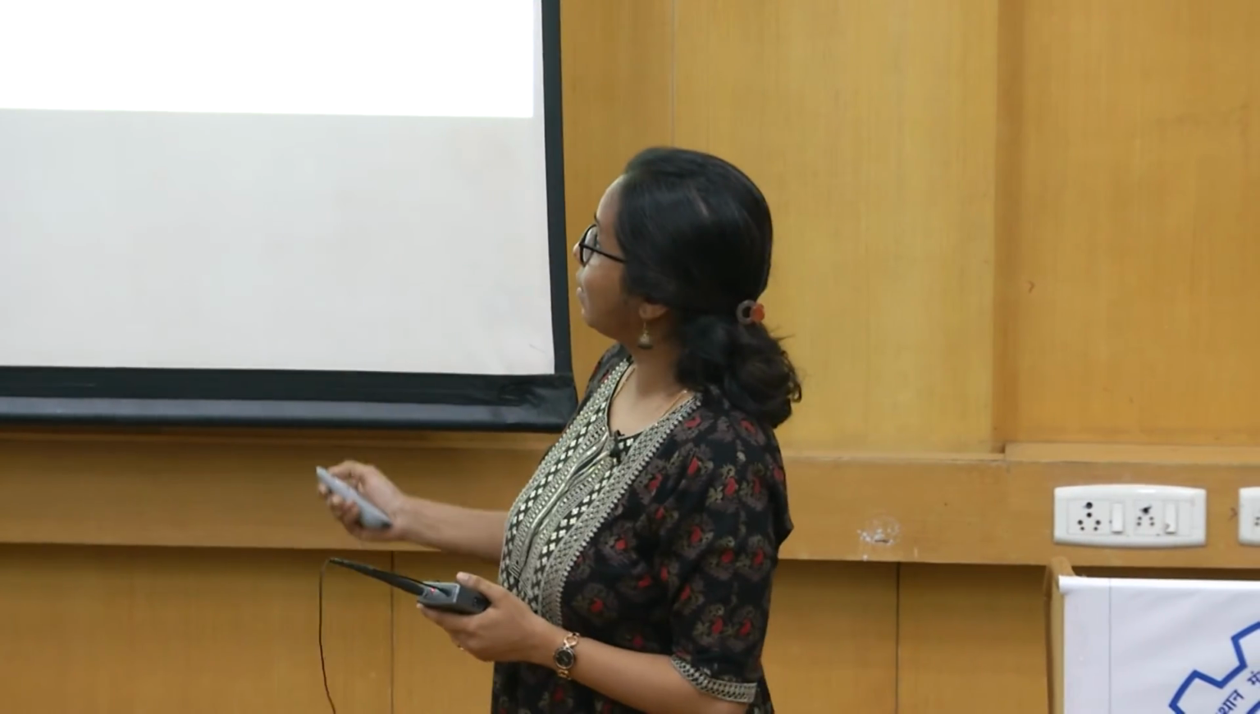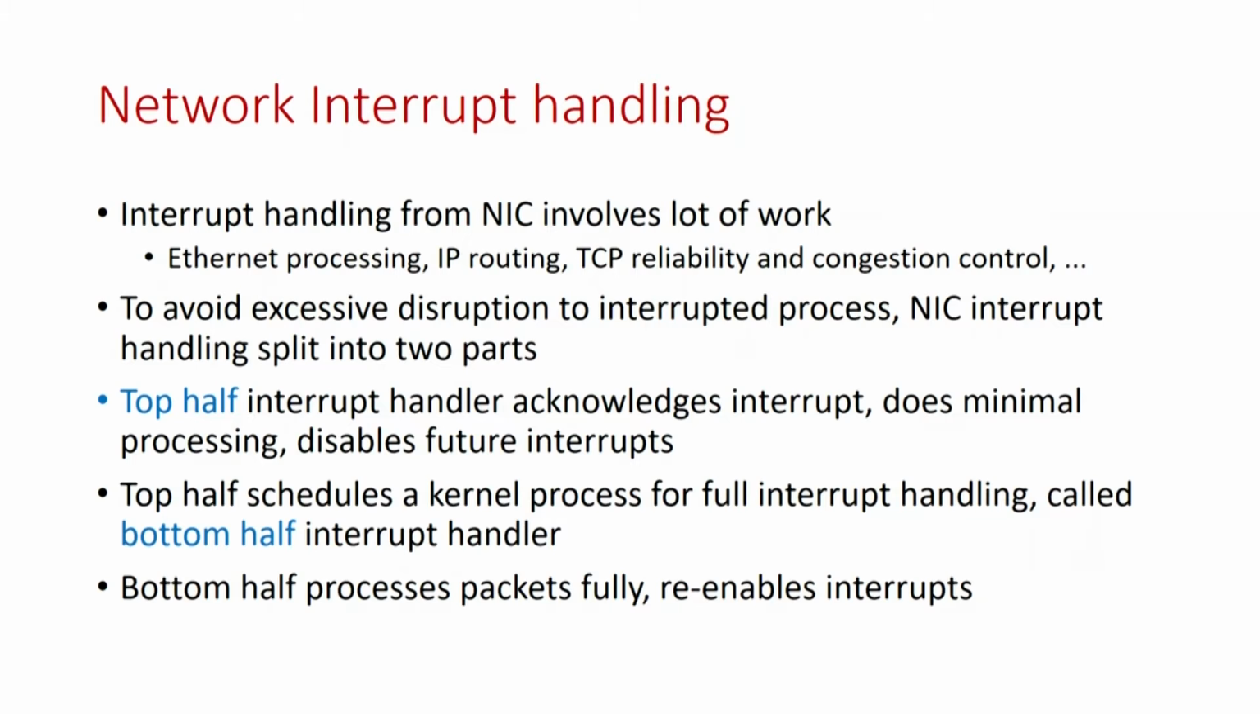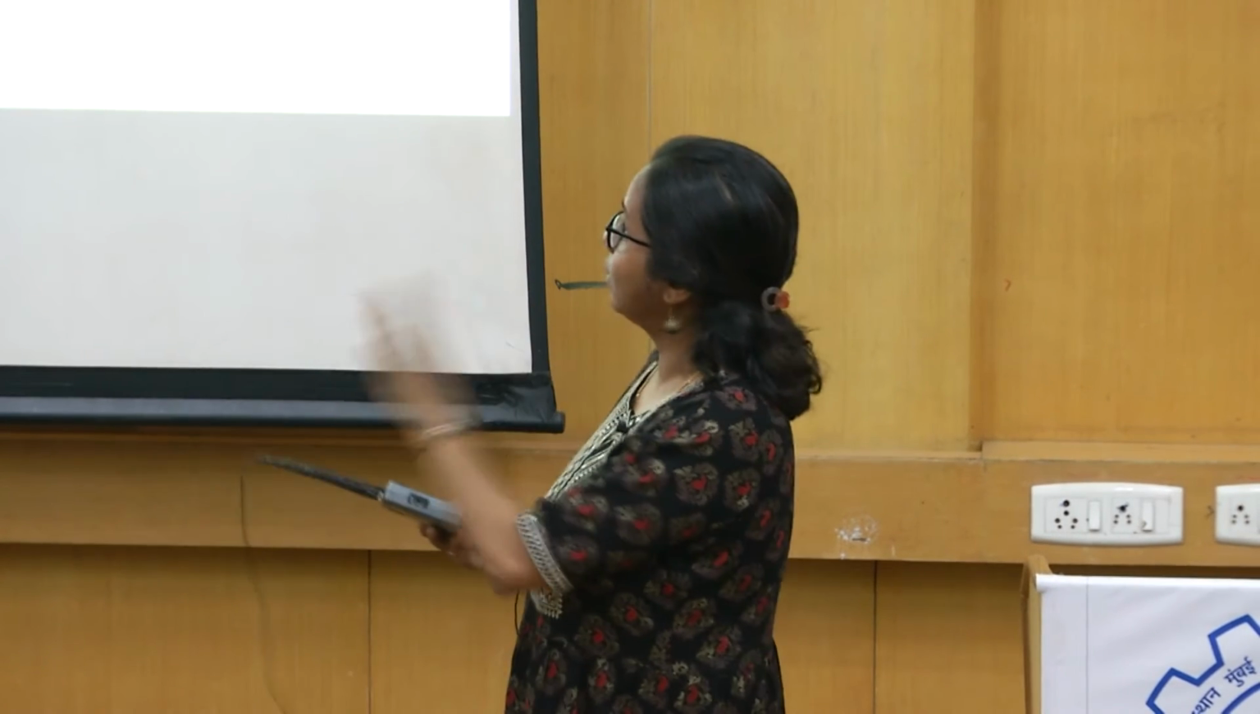Therefore, for network interrupt handling, what operating systems do is split this interrupt handling into two parts, called the top half and the bottom half. The bare minimum that you need to do to handle an interrupt, which is just to acknowledge, to tell the device, hey, I've listened to you and I'll take care of this, is done in the top half.